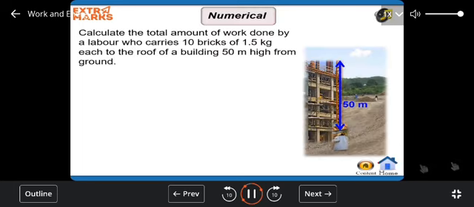Using the formula of work done, can we calculate the total amount of work done by a laborer who carries 10 bricks of 1.5 kg each to the roof of a building 50 meters high from ground?